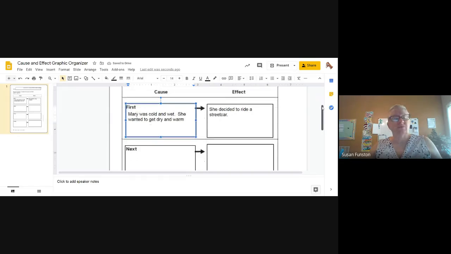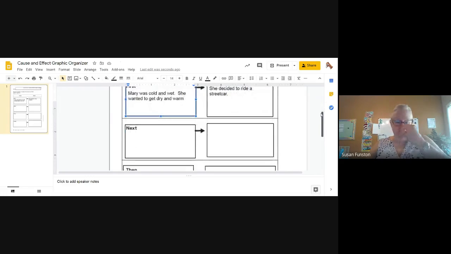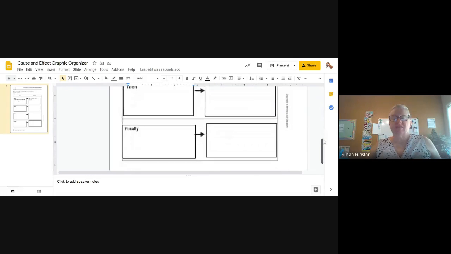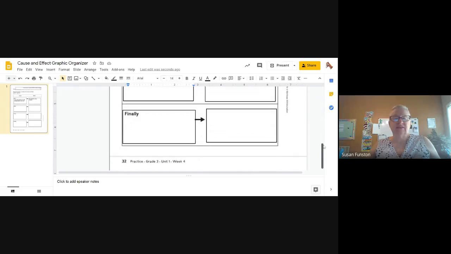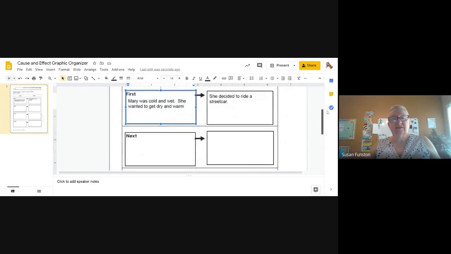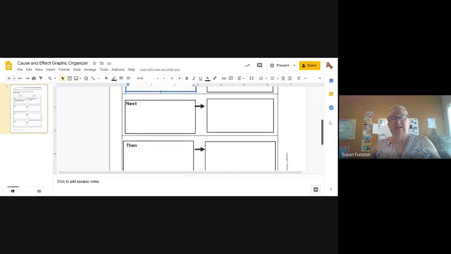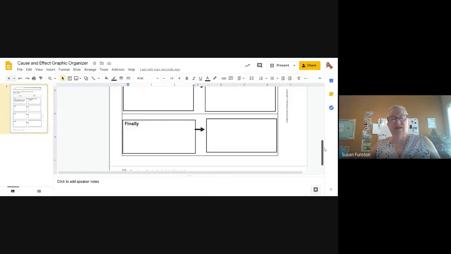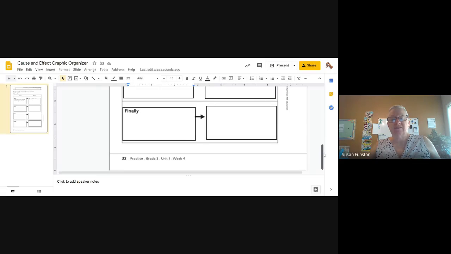Okay, and then we can go on and tell some other ideas. So things that happened next. So I will go ahead and give you some ideas of some of the causes, and then you can fill in the effects.